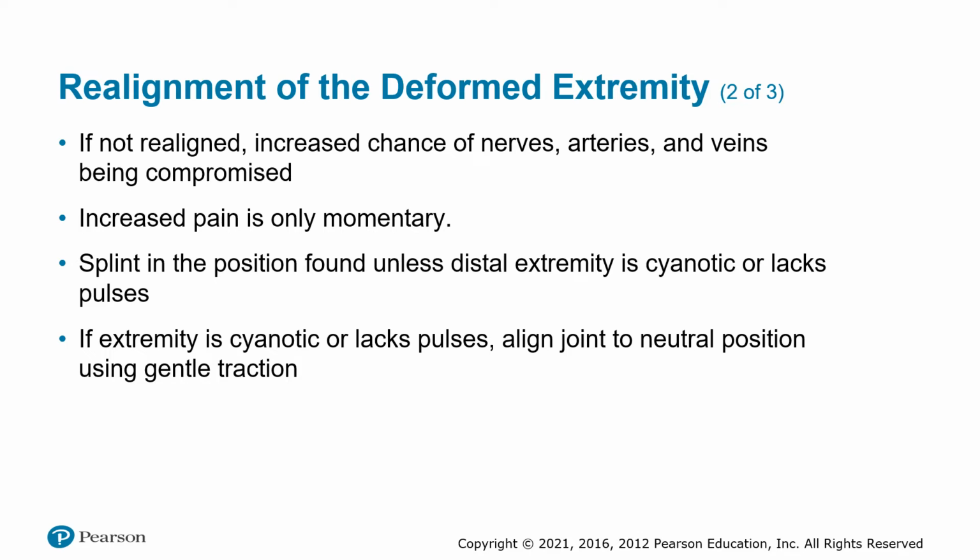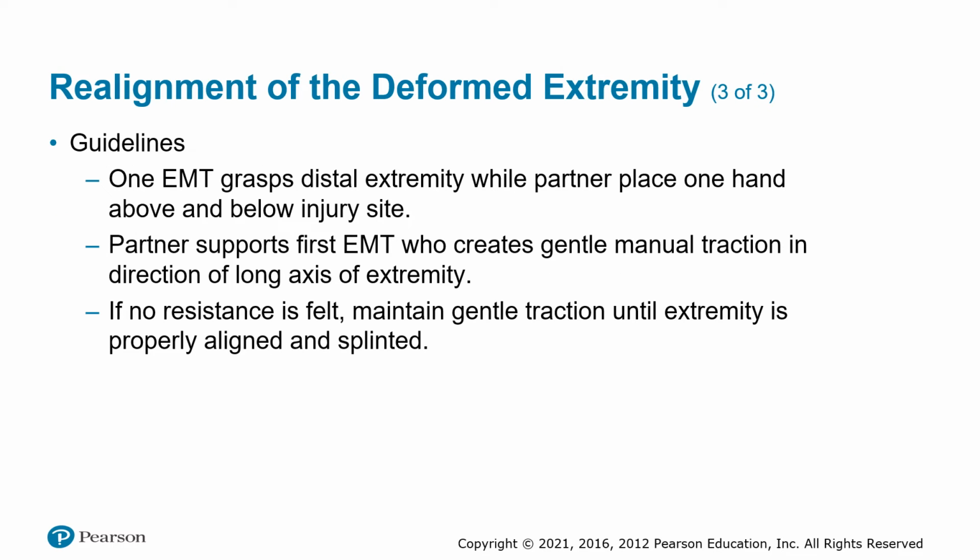We're going to splint in the position found unless the distal extremity is cyanotic or lacks pulses. If the extremity is cyanotic or lacks pulses, we're going to align the joint to a neutral position using gentle traction. So one person grabs the distal extremity while the partner places one hand above and below the injured site. The partner supports the first EMT, who creates gentle manual traction in the direction of the long axis of the extremity.